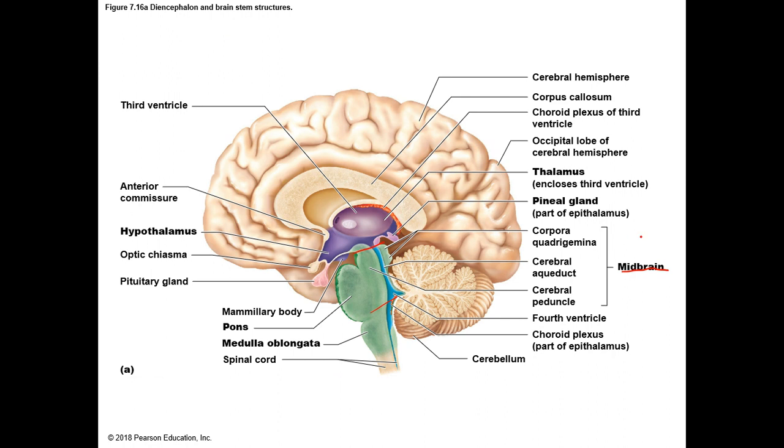Or in other words, visual is your sight and auditory is your hearing. So if we're looking up at your midbrain, your corpora quadrigemina posteriorly is located right here. And then your cerebral peduncle, which we said was anterior, is located right here in front.